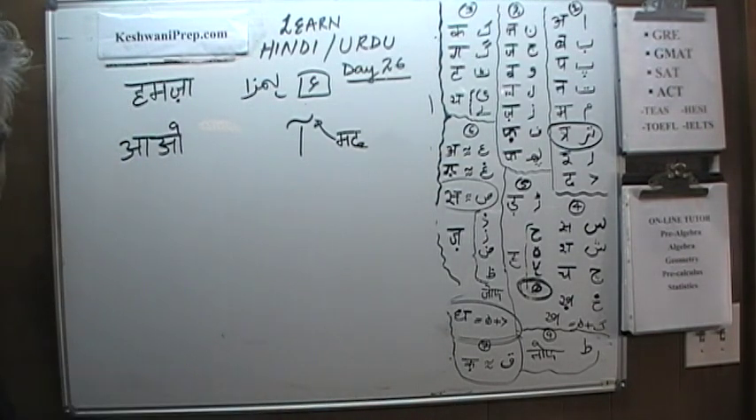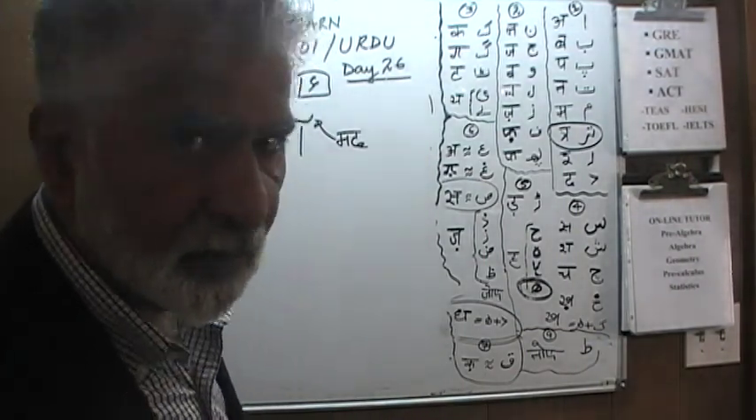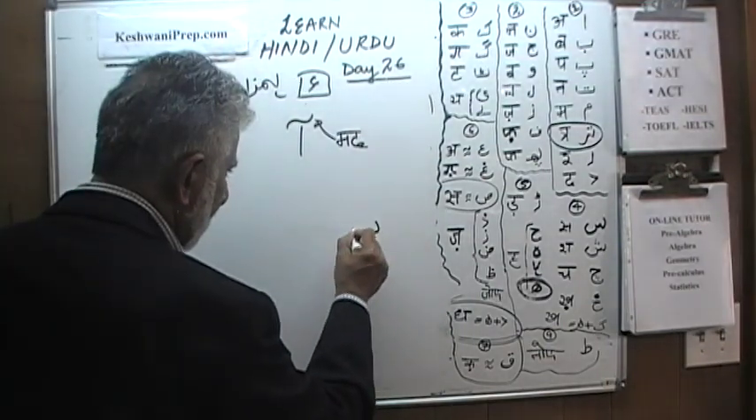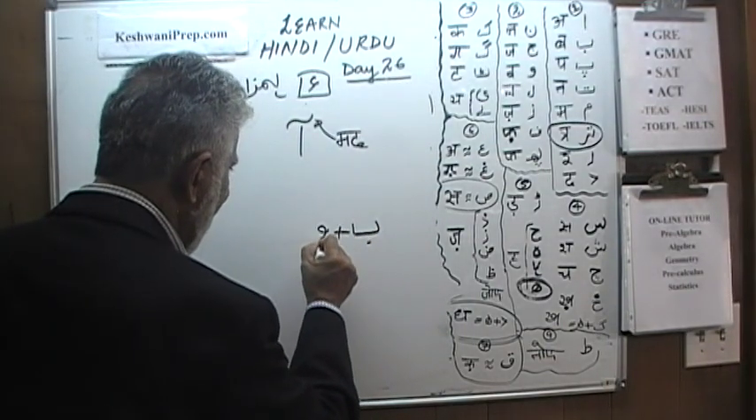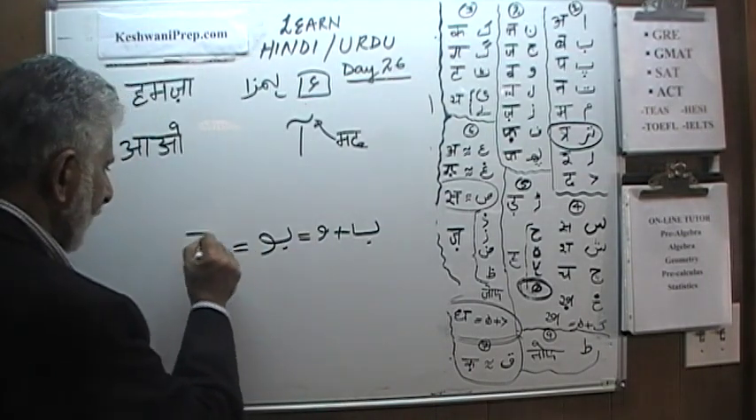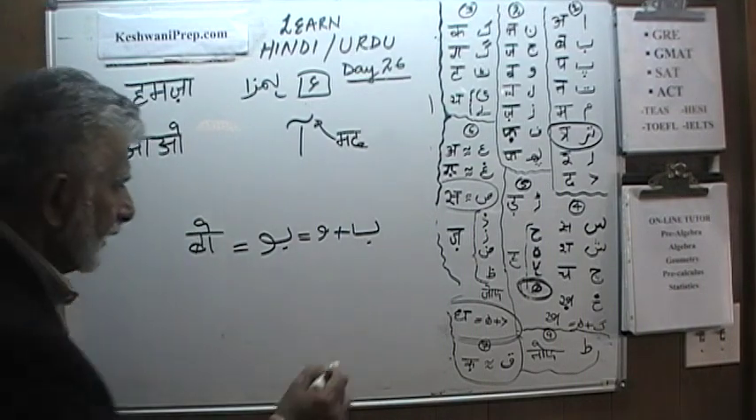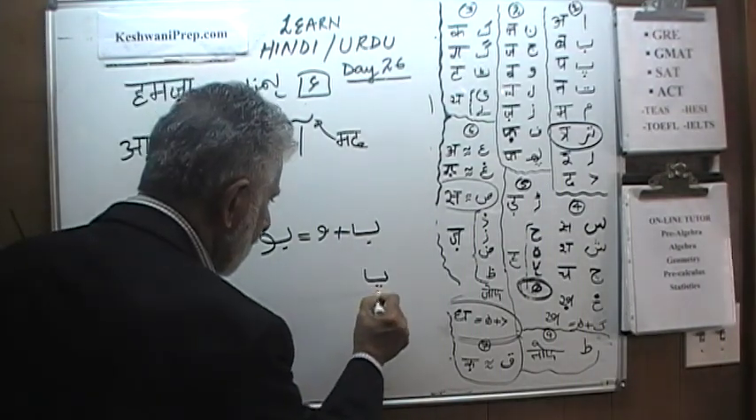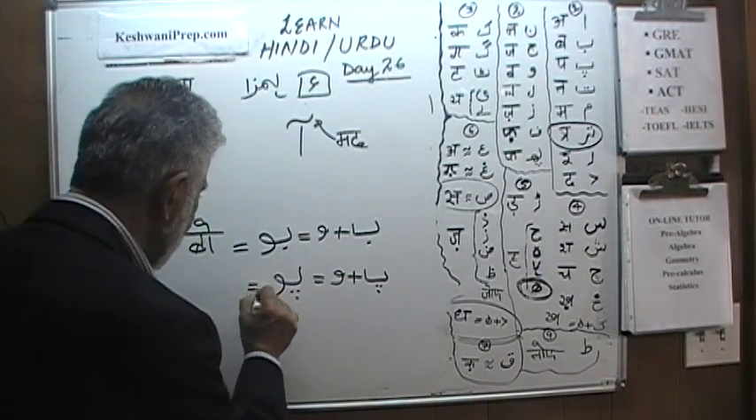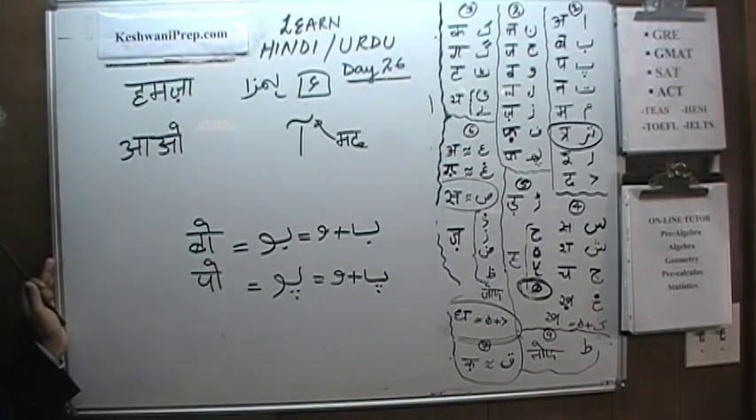When we were learning O ki matra, I don't remember which day it was, but we spent 4 days learning it. We learned that if you take a letter, for example B, and combine it with a vowel, that makes a bo. Similarly, if we take a P and combine it with a vowel, it will make a po. And so on and so forth.